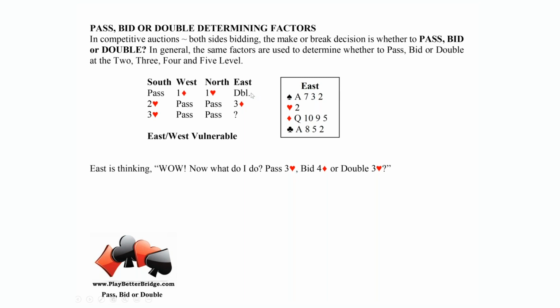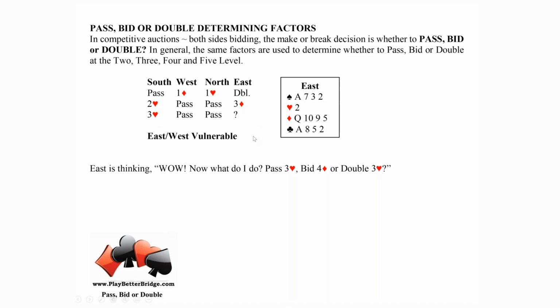East makes a negative double. South bids 2 hearts, raising their partner's hearts. Partner passes. North passes, and East bids 3 diamonds. All right, so East has made a negative double, trying to find spades, and then comes back to their partner's diamond suit. South bids 3 hearts, and it goes pass, pass.